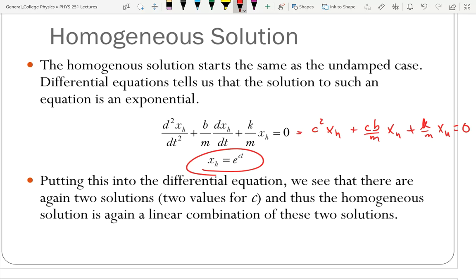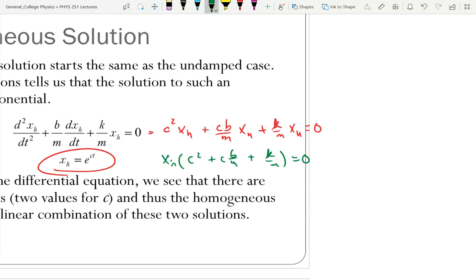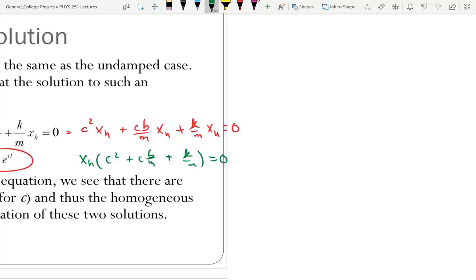We take out the x of h. Okay, we factor out the x of h. So we're going to have which gives us the trivial solution. What's the trivial solution? X sub h equals 0. We just ignore that. What's the other solution going to be?